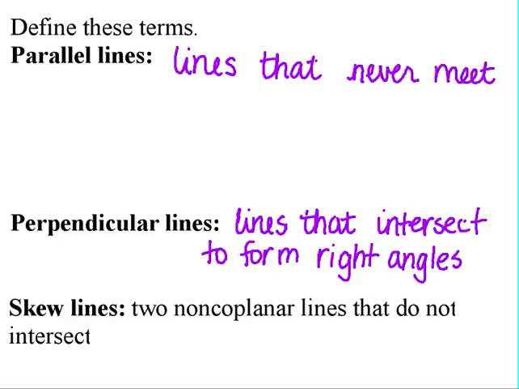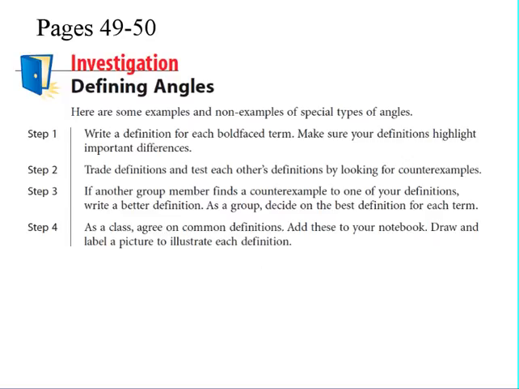Okay, so now on pages 49 and 50, you're going to have these investigations that we do throughout the year. Generally, you'll have about one a day. You're going to do this now in your groups. Step 1 says write a definition for each bold-faced term. Make sure your definitions highlight important differences. Step 2: trade definitions and test each other's definitions. If you two want to work on the definition together, you can combine steps 1 and 2. You don't have to each write an individual one.